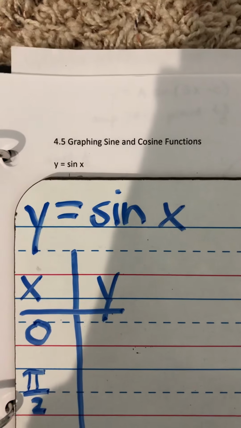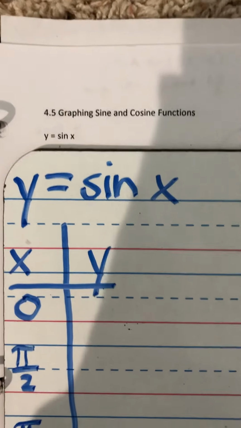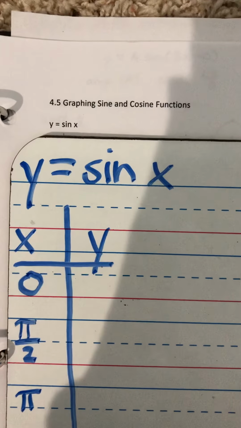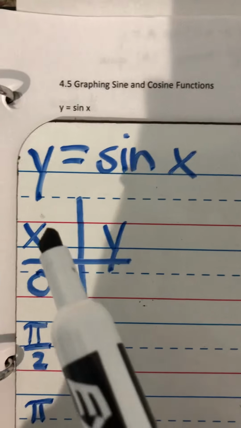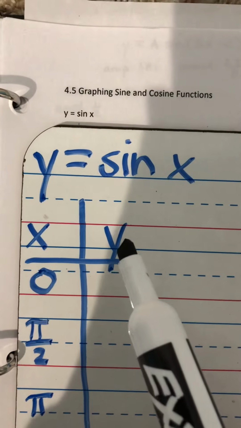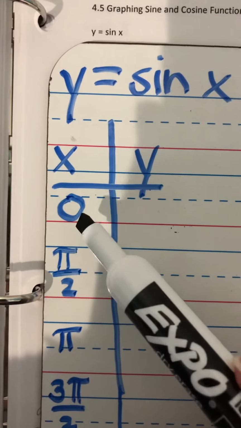Lesson 4.5, graphing sine and cosine functions. I'm going to do this on this board because it'll be a little bit bigger. If you want to graph y equals the sine of x, you're going to just make an xy table. I'm picking values for x. Remember, x is the angle measure.